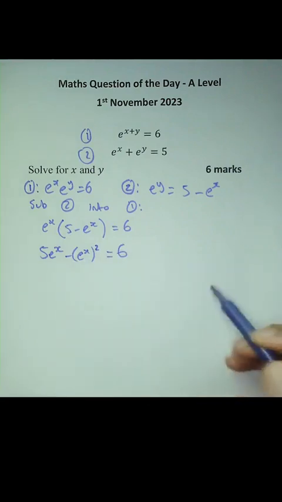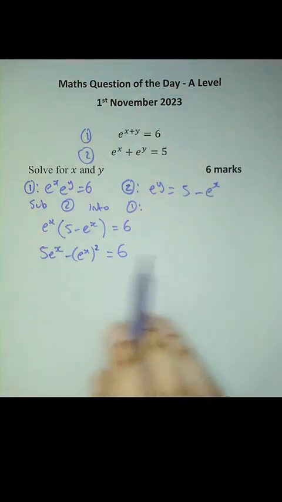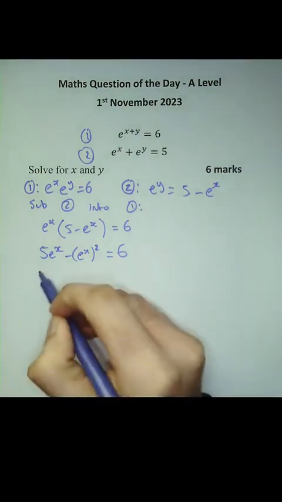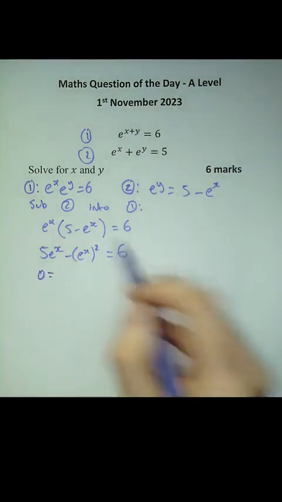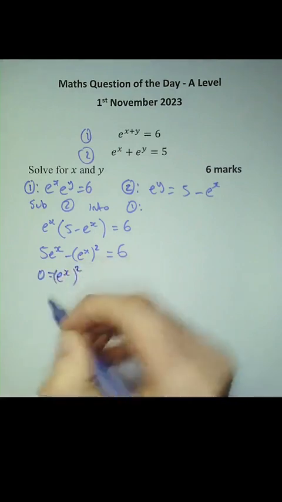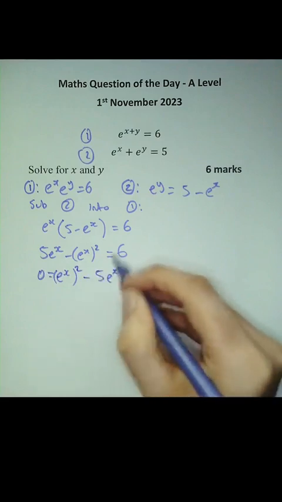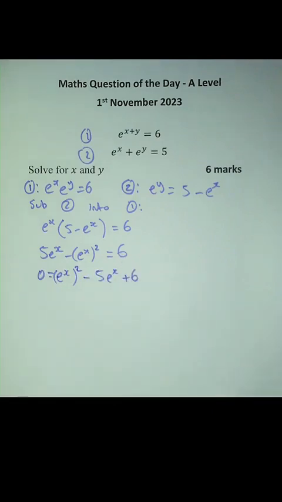Now I'm going to leave it like this, okay? And what I'm going to do, bear with me here if you haven't spotted it already, I'm going to move everything to one side. So I'm going to be left with 0 on this side. I'm going to add on e to the x squared. So I've got e to the x squared minus 5 lots of e to the x, and I've still got this 6 over here. Now, I'm hoping you spot, we actually have a hidden quadratic here.